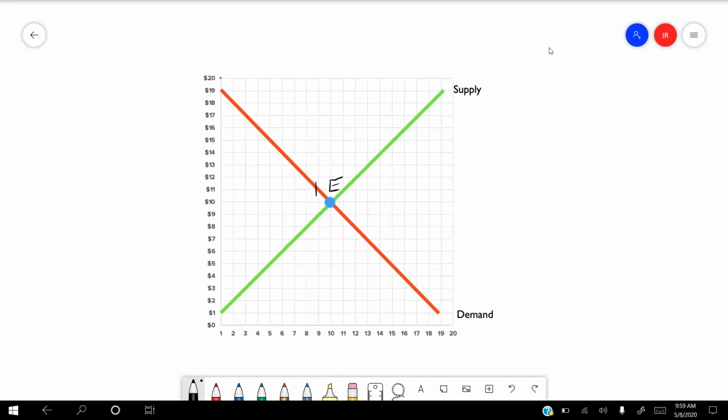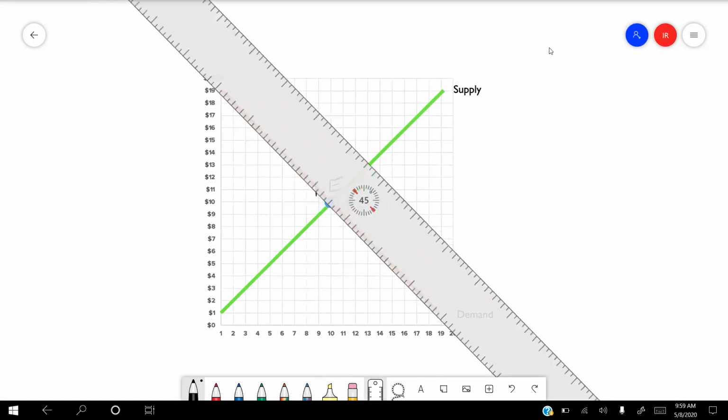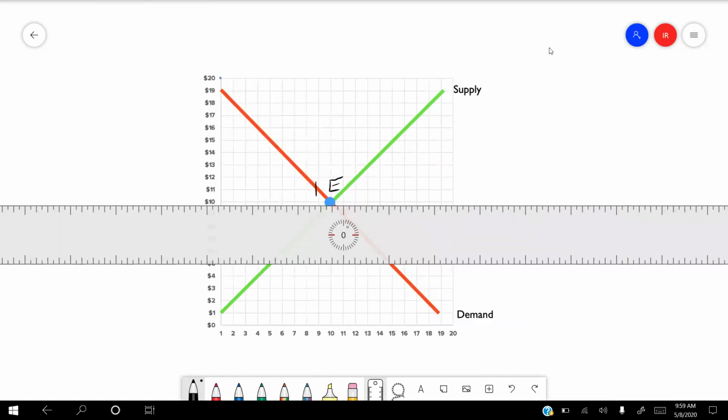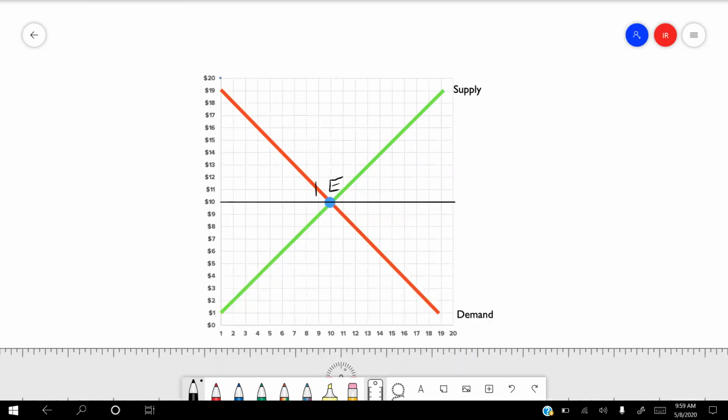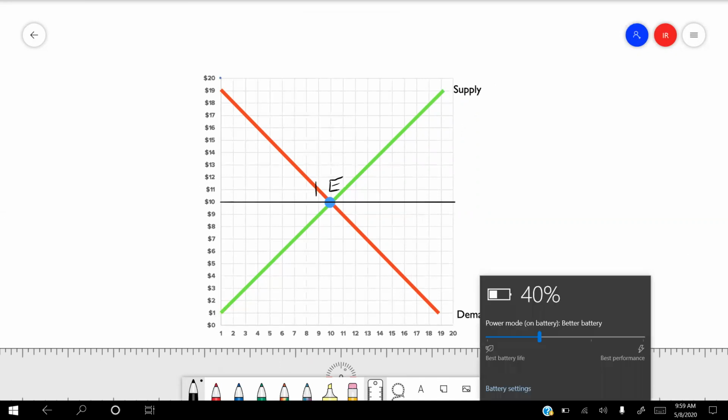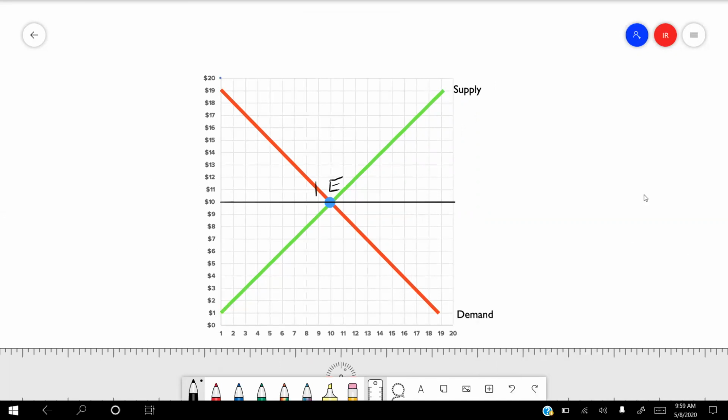This is the equilibrium point, and this is the equilibrium price, where in this market it is $10. For today's scenario, let's assume we are selling apples, the fruit, over here.